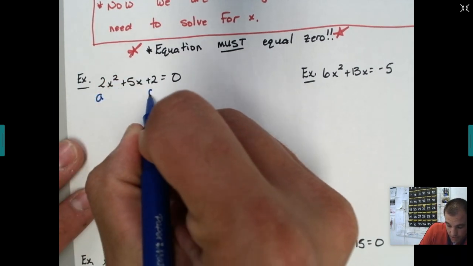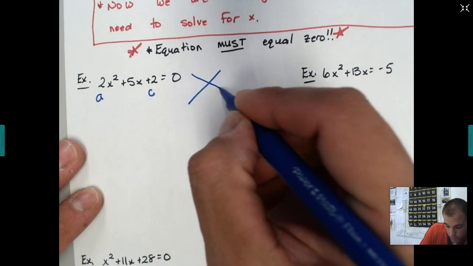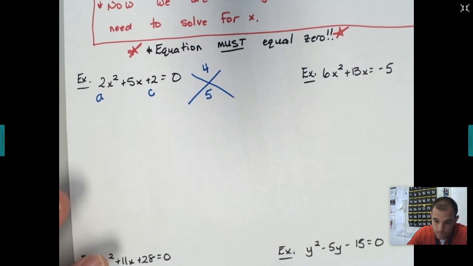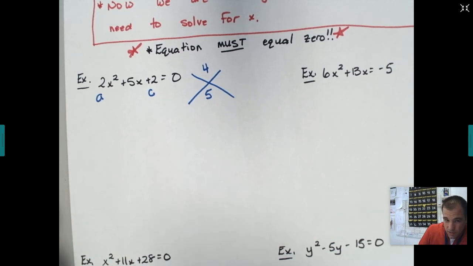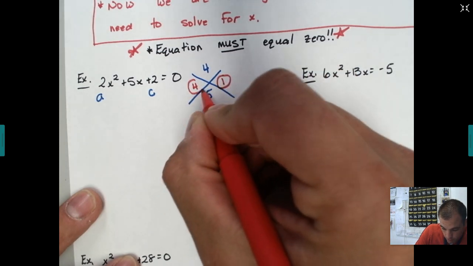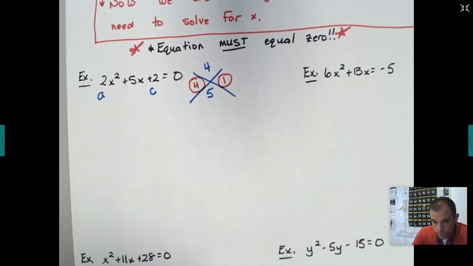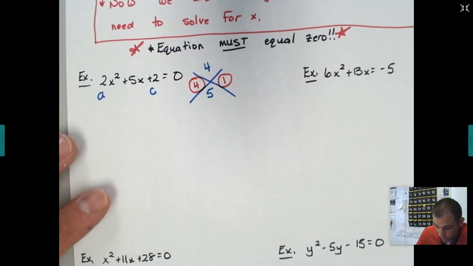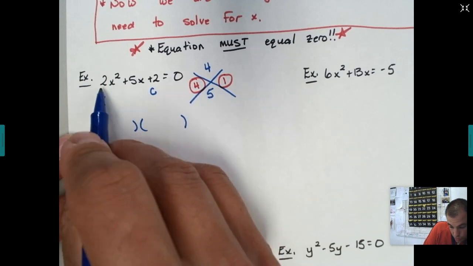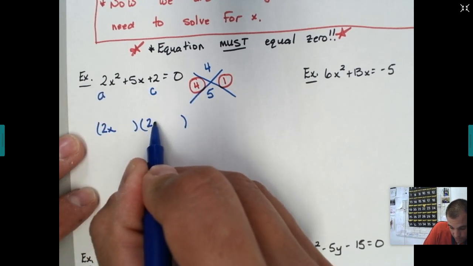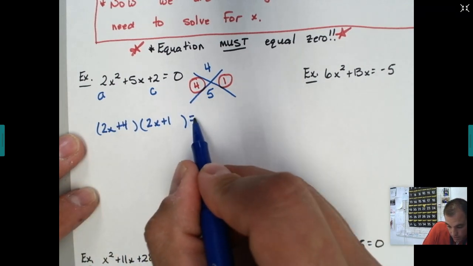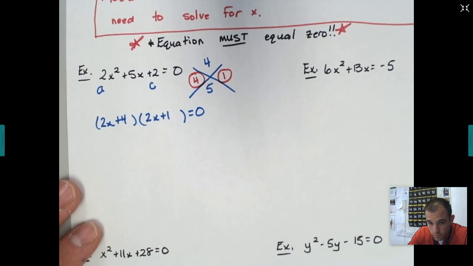So what I have to do is A times C, just like we did before. 2 times 2 is 4, and it adds to get the middle number, which is 5. So if we think about what multiplies to get 4 and adds to get 5, that's 4 and 1. Then, just like we did before, I make my parentheses. 2x came first, that's what I put first. And I put my numbers, plus 4, plus 1. And it still equals 0.